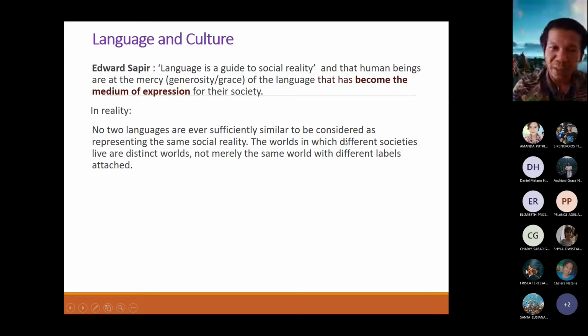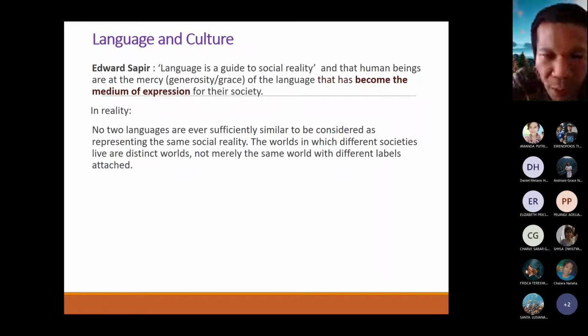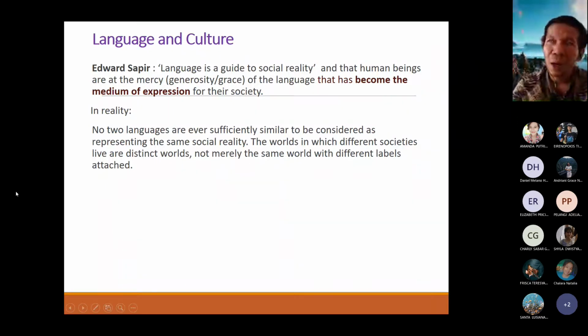The worlds in which different societies live are distinct worlds, not merely the same world with different labels attached. It means that we have so many social groups, and each social group has its own language. A community has a community language, and the people who live in a remote area are very different. They have a different language from the people who live in the city or a suburban area.